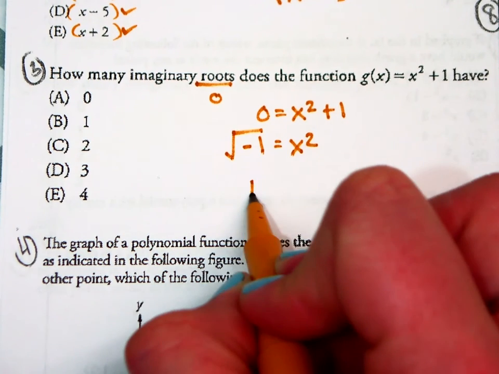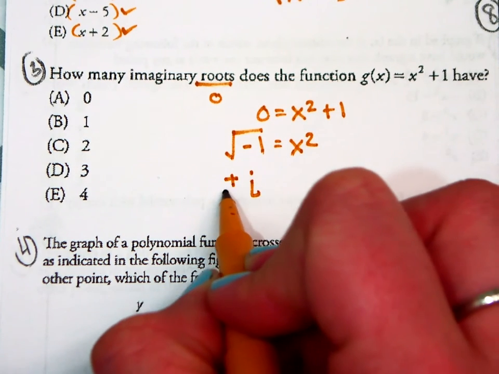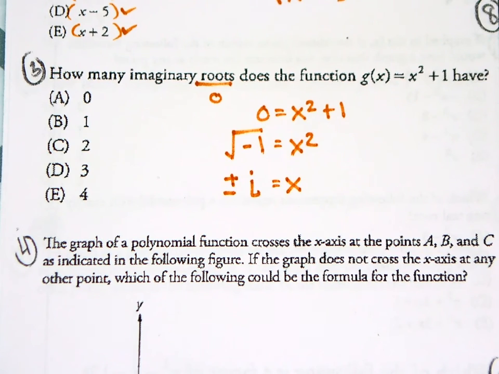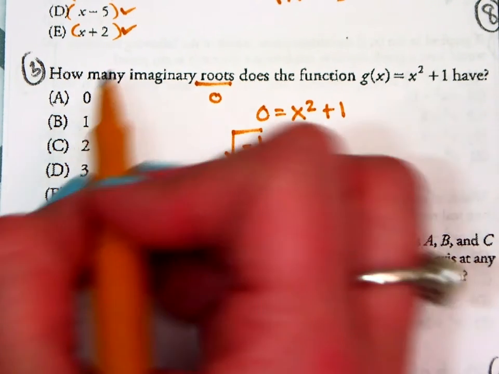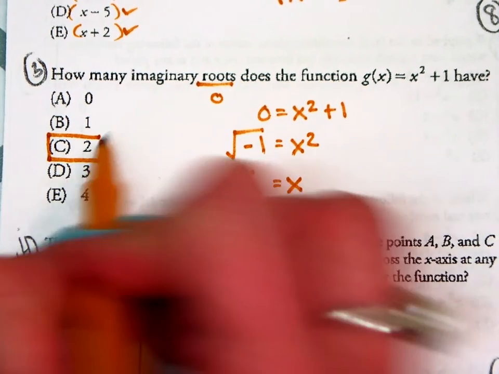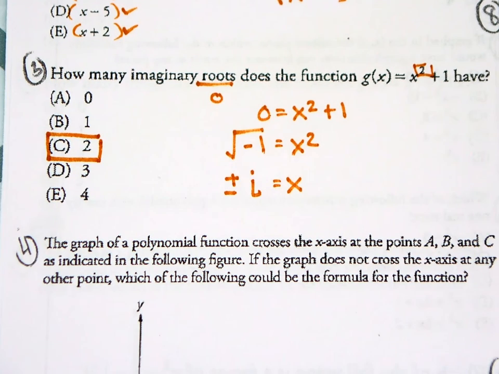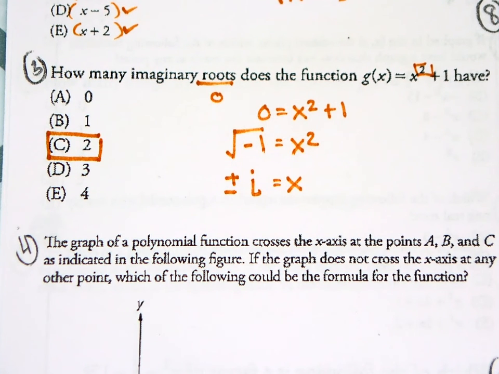When I square root a negative, I get i, but it's also positive or negative. Remember, square rooting can give you a positive value as well as a negative value. So that is actually 2 potential values for roots. Also, this is a squared function, so remember, a parabola with a squared, you can have up to 2. So in this case, there are 2 imaginary roots.